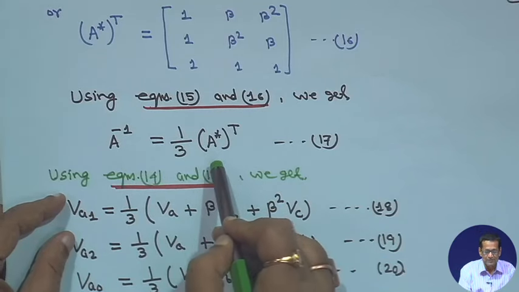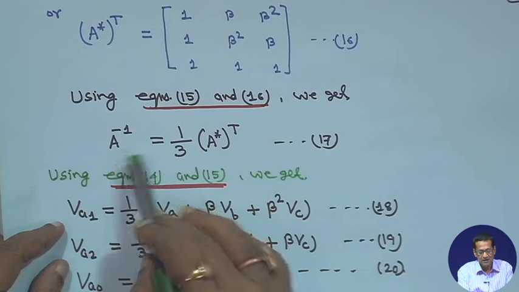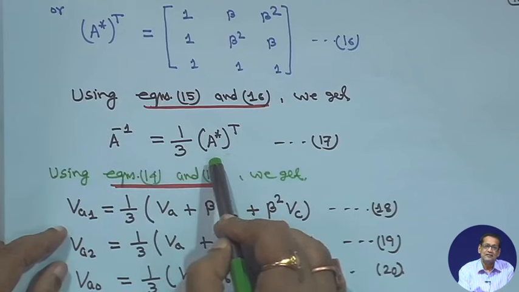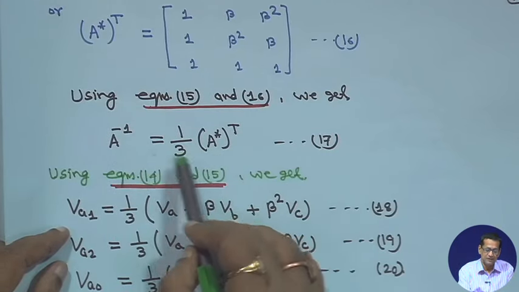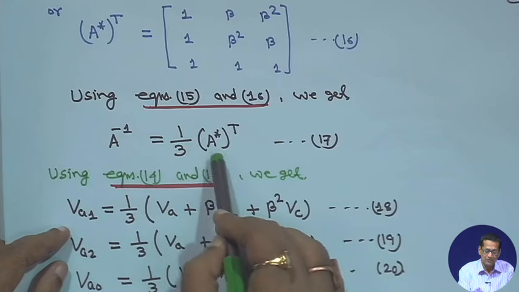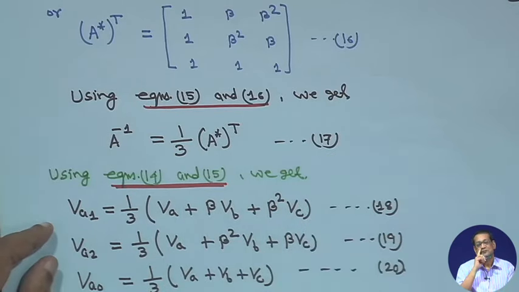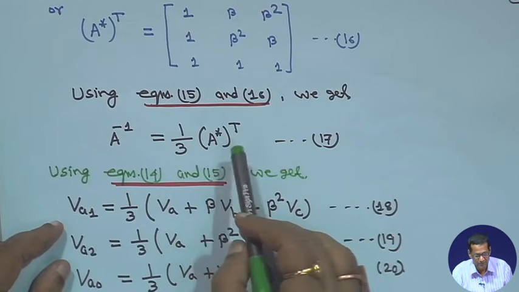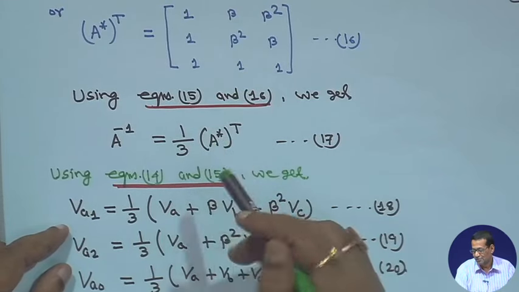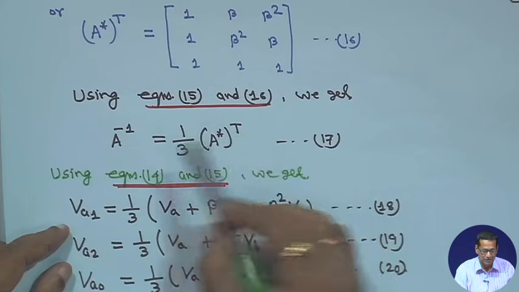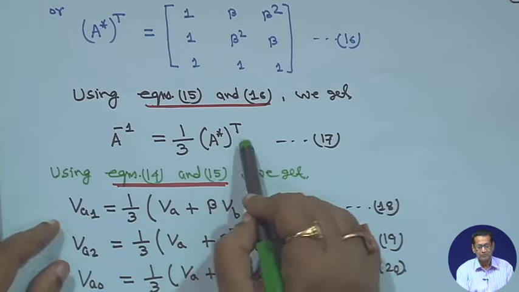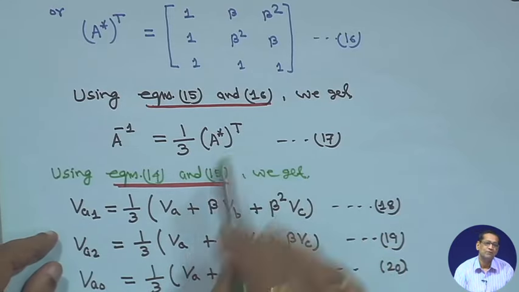That means, if you know the A matrix, you take the A conjugate, then you take the transpose and divide it by 3, that is A inverse equals 1/3 A conjugate transpose. This is equation 17. So, this is easy to remember. If you know the A matrix, A inverse will be 1/3 A conjugate transpose. So, it is easy to remember.